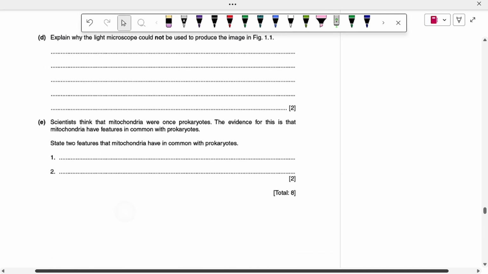Scientists think that the mitochondria were once prokaryote. This is true. ये कहाँ से आ रहा है question? आपके endosymbiotic theory से. The evidence for this is that mitochondria have features in common with prokaryote. Prokaryote are your bacterial cell. और ये मैंने आपको पढ़ाया भी था. I taught you this as well.